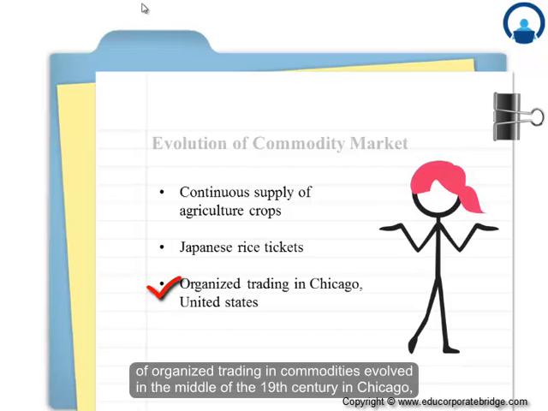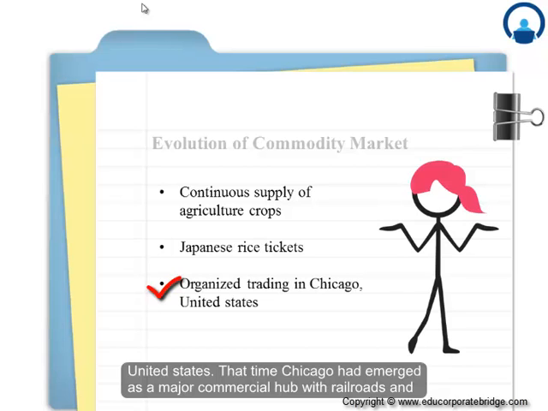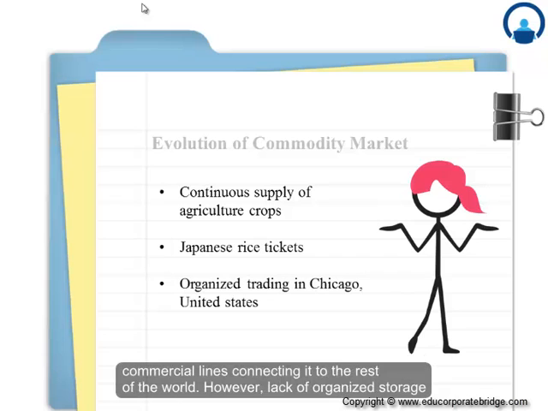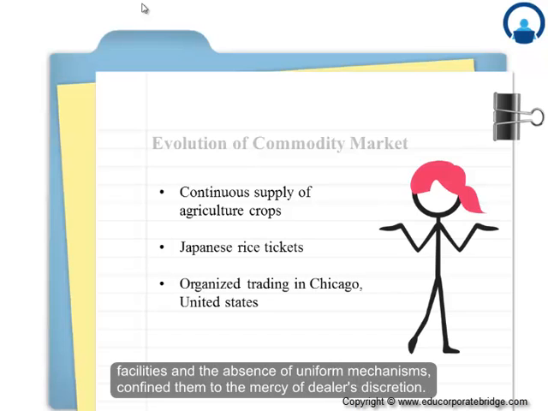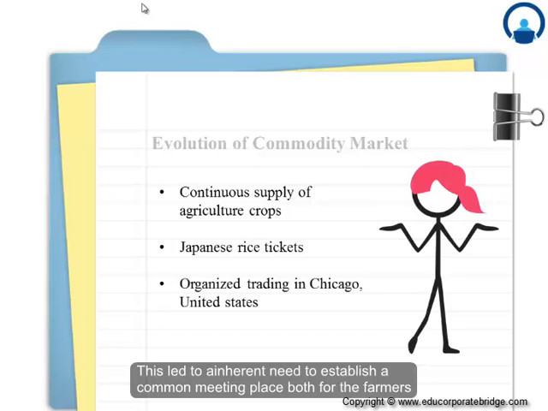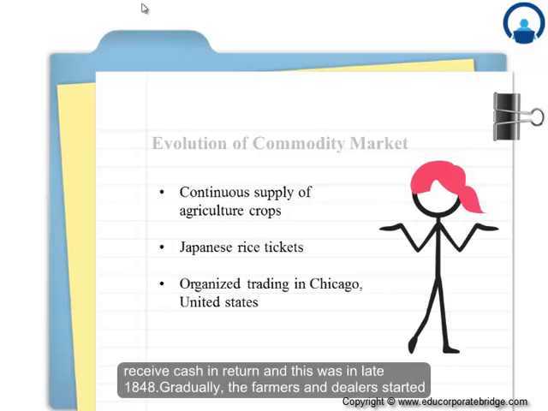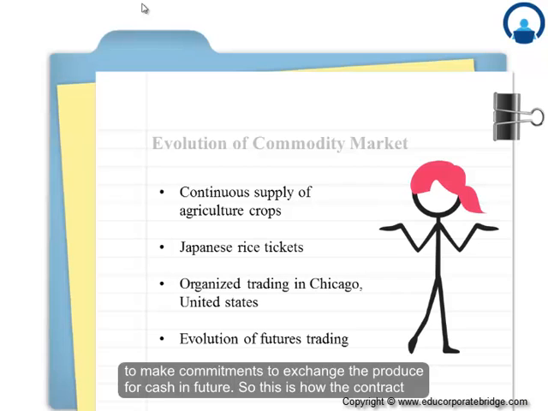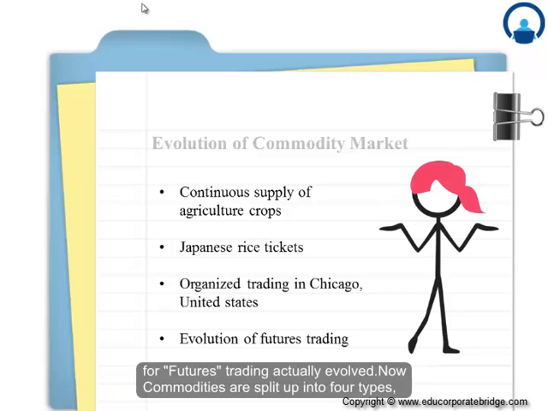The concept of organized trading in commodities evolved in the middle of the 19th century in Chicago, United States. That time, Chicago had emerged as a major commercial hub with railroads and commercial lines connecting it to the rest of the world. However, lack of organized storage facilities and the absence of uniform mechanisms confined them to the mercy of dealers' discretion. This led to an inherent need to establish a common meeting place both for the farmers as well as the dealers to transact in spot grain, to deliver wheat and other crops and receive cash in return, and this was in late 1848. Gradually, the farmers and dealers started to make commitments to exchange the produce for cash in future. So this is how the contract for futures trading actually evolved.